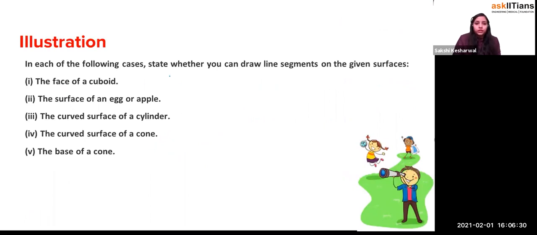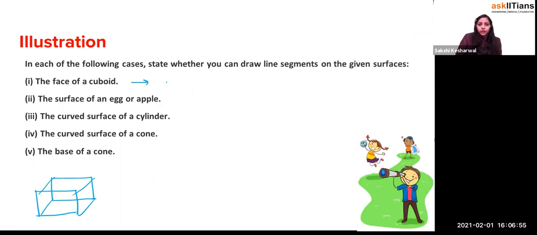In each of the following cases, state whether you can draw the line segment on the given surface or not. A face of a cuboid. What is a cuboid? Like your box, your bed, your phone or your book is what? A cuboid or not? Cuboid is like this, right? Like this, like this. I'll just draw a figure. Can you draw a line segment on it? Yes, you can draw on it, right? You can draw a line segment like this or like this.